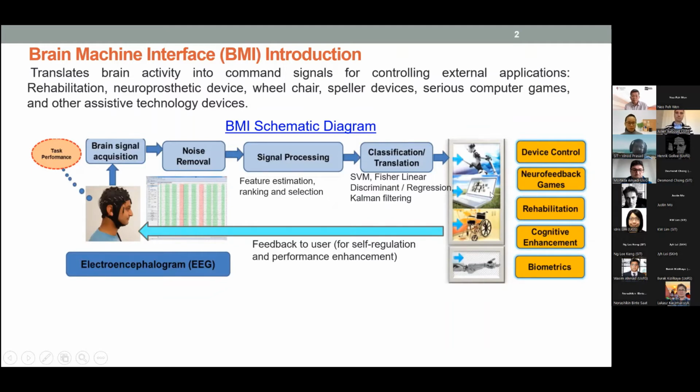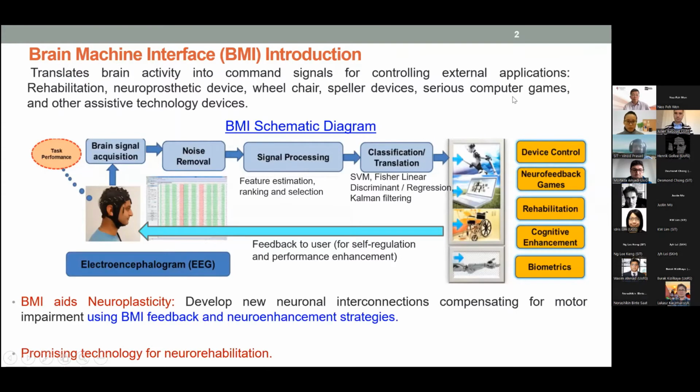So the BCI system should also give feedback to the user, because it is with that feedback that the user tries to do self-regulation or self-adjustment of the brain rhythms for performance enhancement, which is very important in BCI. So this is the overview of BCI.